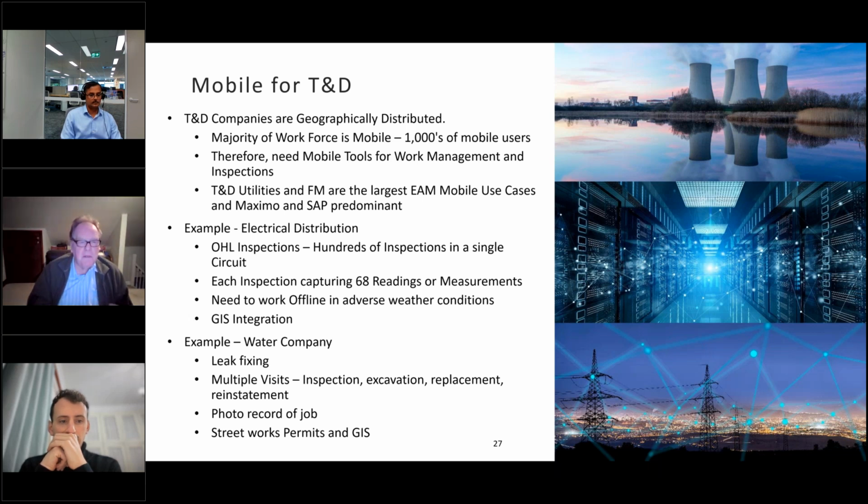Some examples of mobile use cases for electrical distribution, doing overhead lines inspections. Sounds simple. Everybody, I keep talking wood poles, and people call me Mr. Wood Pole, but there's 1 million wood poles in a utility. Eskom's got 7 million wood poles in South Africa. And for each pole, they've got to inspect it every 4 years. Each inspection, they're capturing 60 to 80 different readings or measurements.